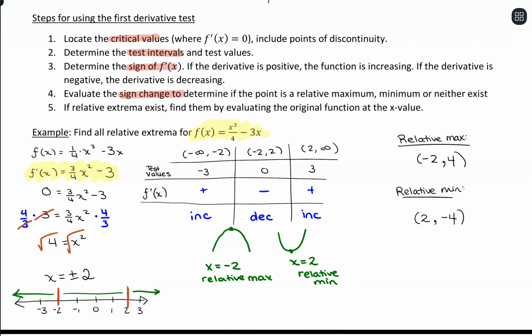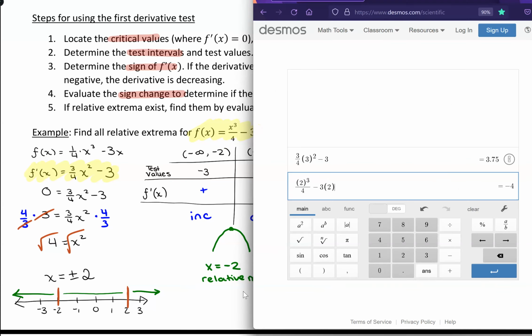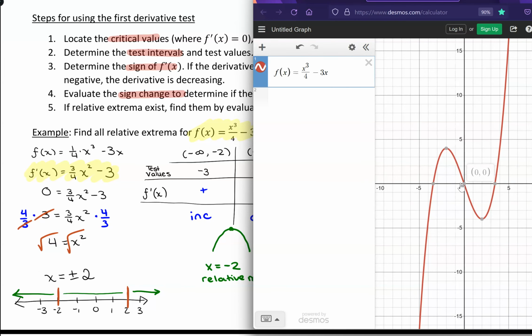So let's take a look at that graph just to double check this in Desmos. So I graphed this, and we can see we're increasing, and then it turns to decreasing, and then it turns to increasing, which is exactly the trend that we found in our table there. And there's this relative maximum at (-2, 4), and relative minimum at (2, -4). Then we'll talk about absolute minimums and maximums later on, but in terms of absolute, there wouldn't be any with this case because it goes up to infinity in both directions.